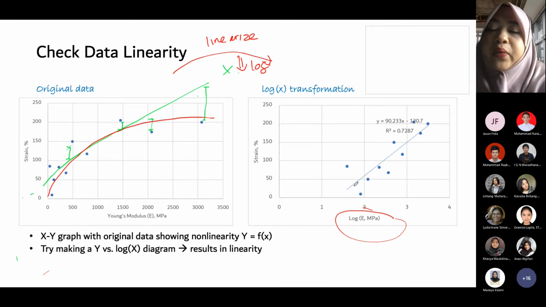Okay, and here we can see the trend looks more linear. So this is linear, and then you can get an R square of around 0.7. So the XY diagram with the original data shows nonlinearity, y equal to f(x). And then if you try making y equal to log x, the diagram results in linearity.